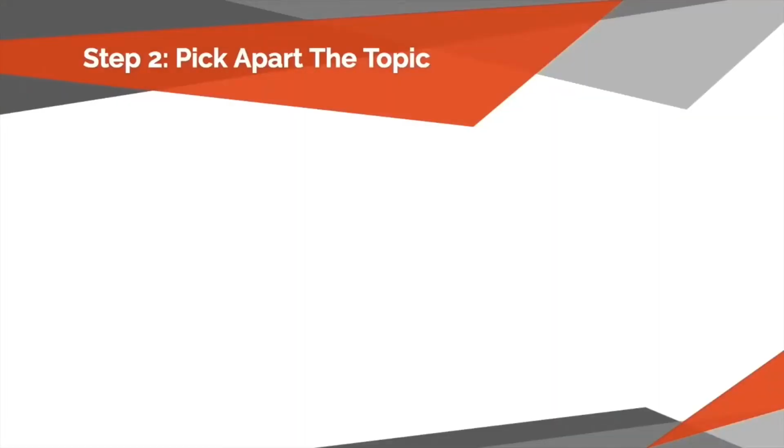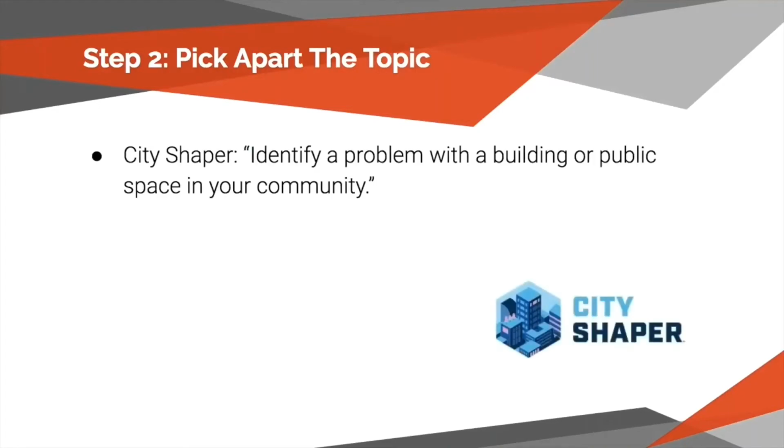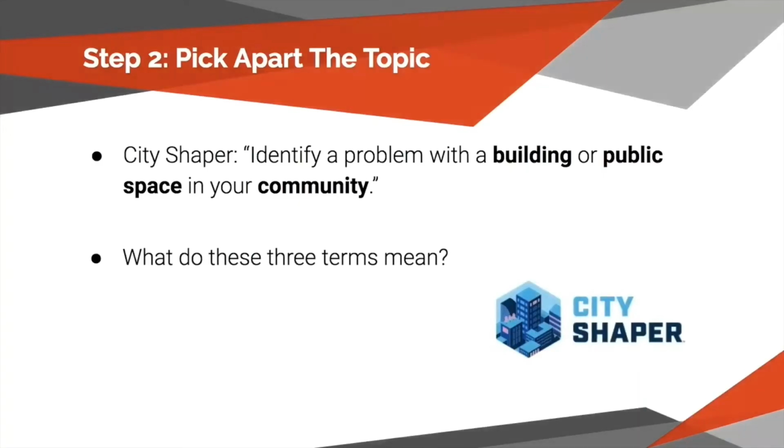Step 2 is to deconstruct the topic. As a recap, the problem statement for City Shaper was, identify a problem with a building or public space in your community. Again, City Shaper is just an example from the 2019 to 2020 season. First, underline the keywords that define the theme in this problem statement. Underline the terms building, public space, and community. Now that you've picked apart the keywords, ask yourself what these 3 terms mean.